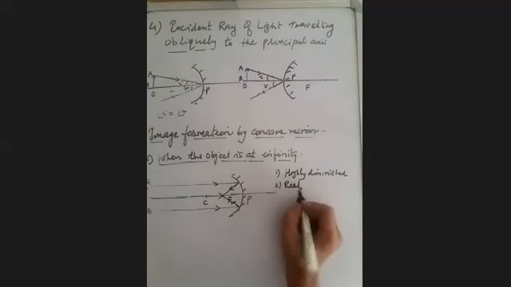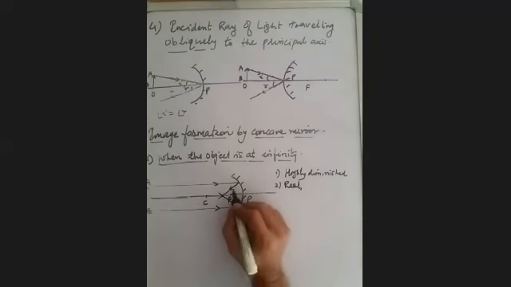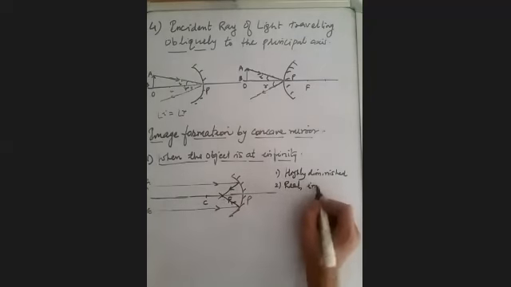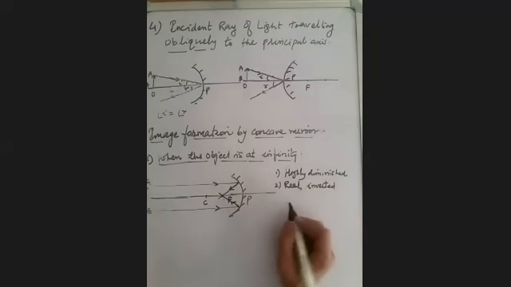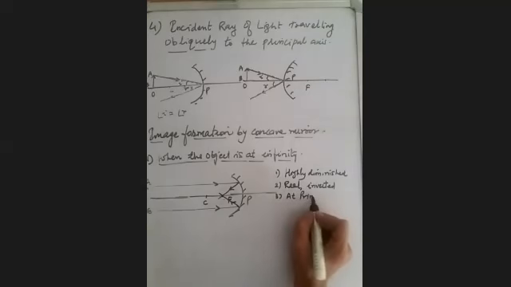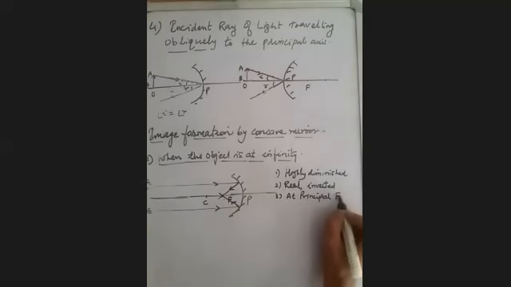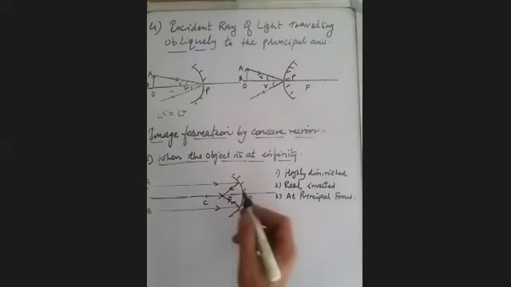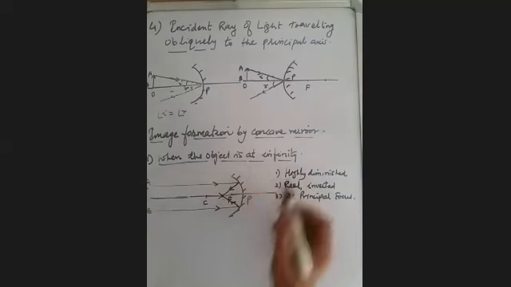So it is a real image, and also where the rays actually meet, the image formed is inverted. So nature of the image is real and inverted. The size of the image is highly diminished, and nature of the image is real and inverted. And the third, the position of the image is at principal focus. Okay, so this is the case when the object is at infinity.